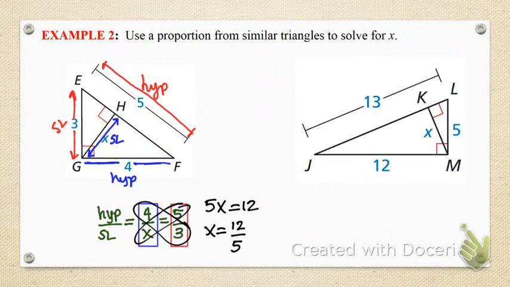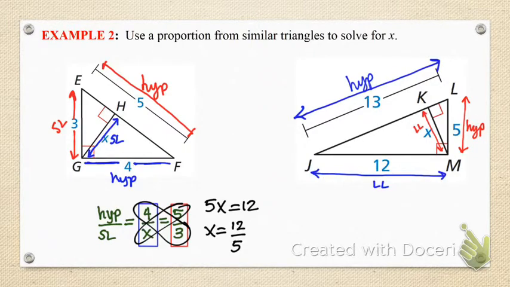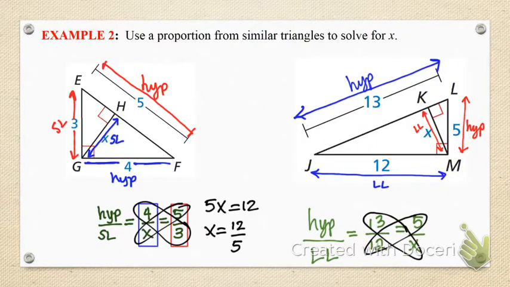We'll do the same thing in the second one, right? We're going to identify which two triangles we're working with and then which parts we have. So notice that I have the long leg of the baby triangle, the smallest triangle, and the hypotenuse. So I will also identify the long leg and the hypotenuse of the largest triangle, JLM. That means that my proportion will be comparing the hypotenuse to the long leg, right? So notice that the hypotenuse and the long leg of the largest triangle, the one I have in blue, the hypotenuse is 13, the long leg is 12.